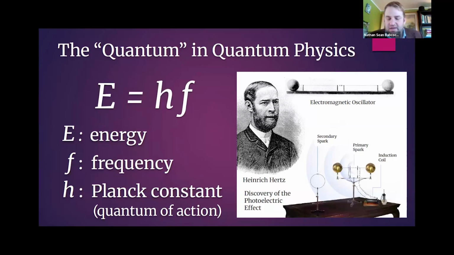Heinrich Hertz in the late 1800s, who showed in his experiments with electromagnetic oscillators that if you produced a spark in one place, it could induce a secondary spark at a distance. And this was one of the first demonstrations of the reality of electromagnetic waves. But of course, not just any light would induce a spark in the second coil. It had to be the light from the first spark.